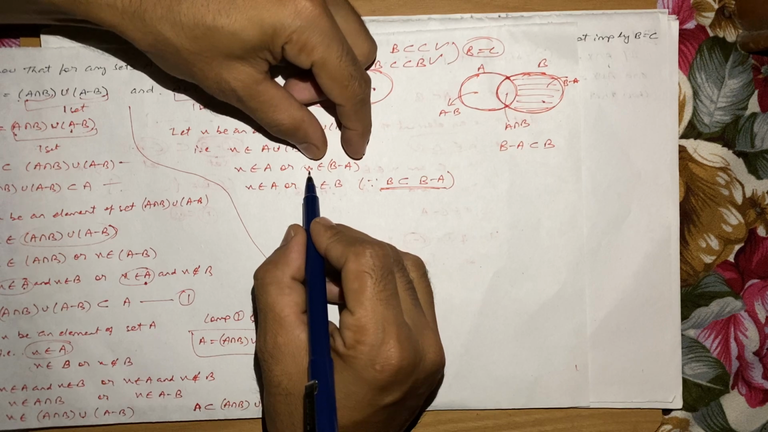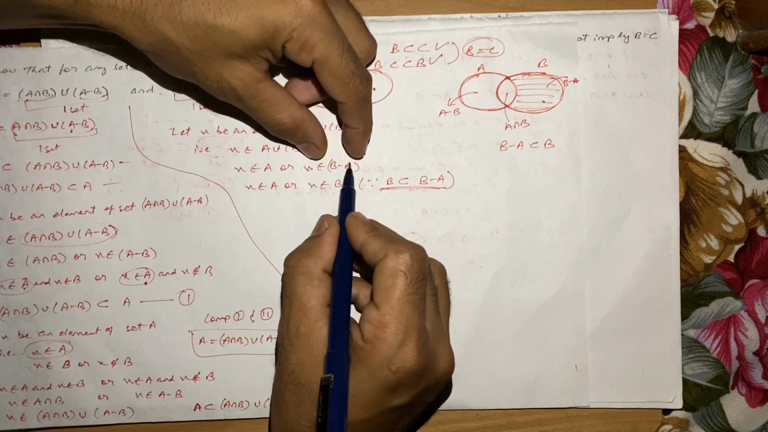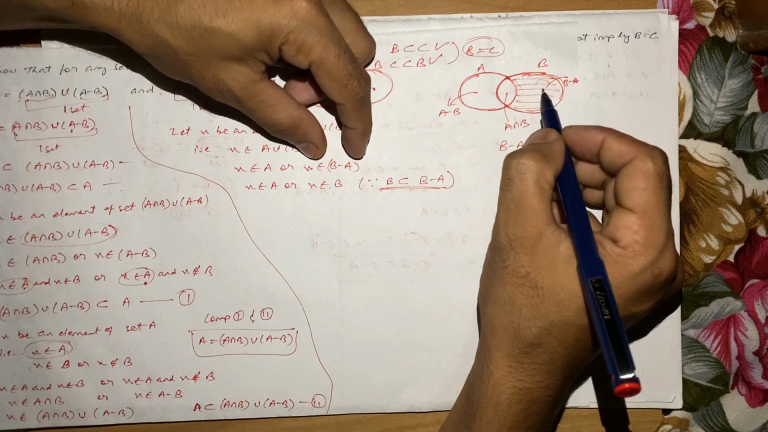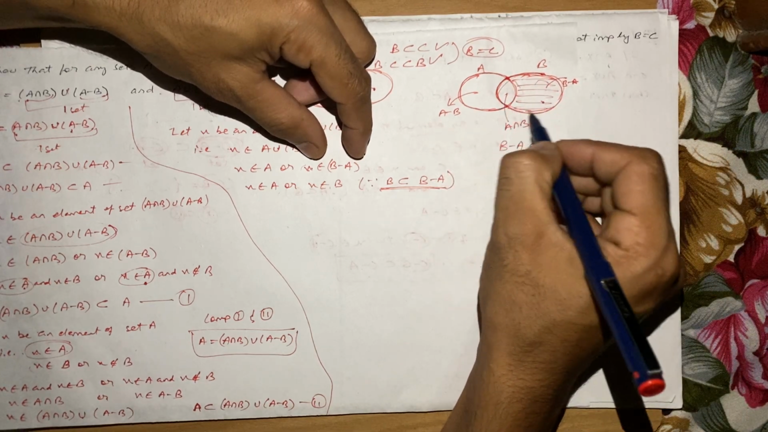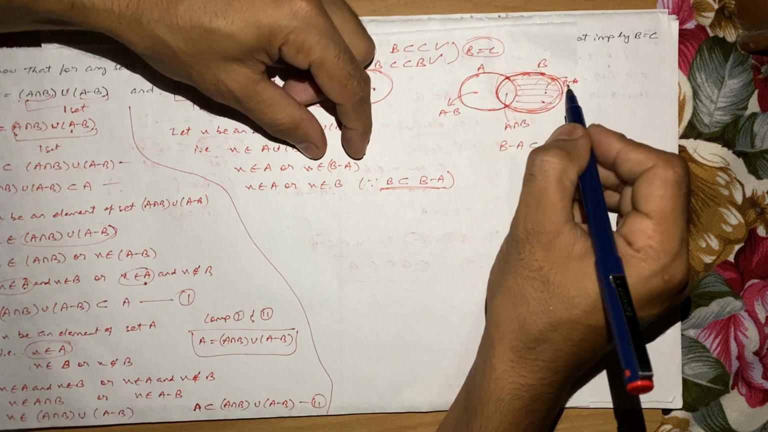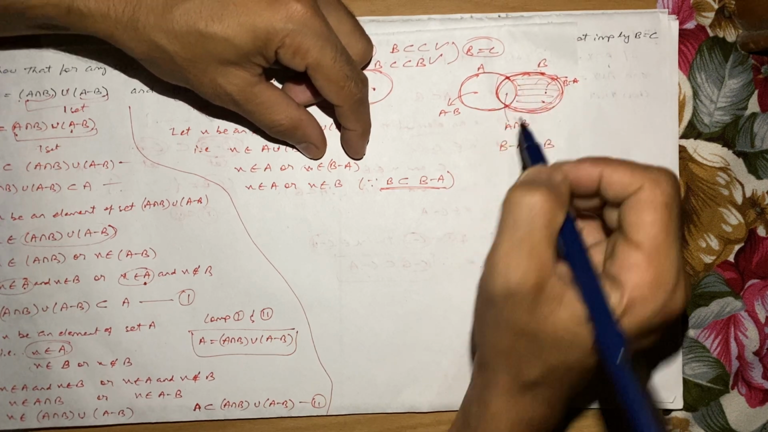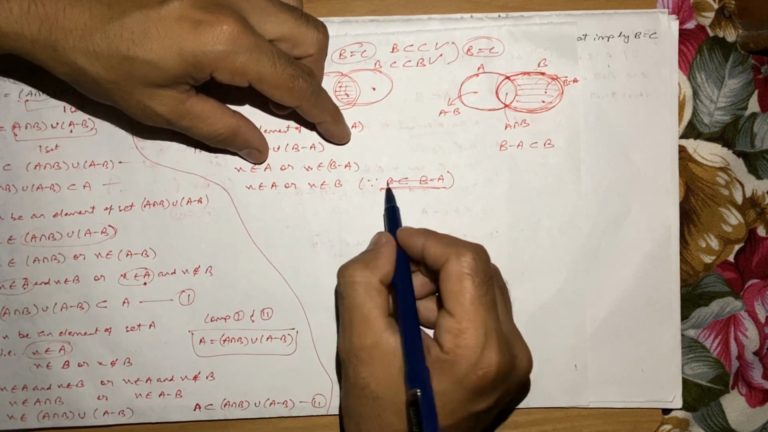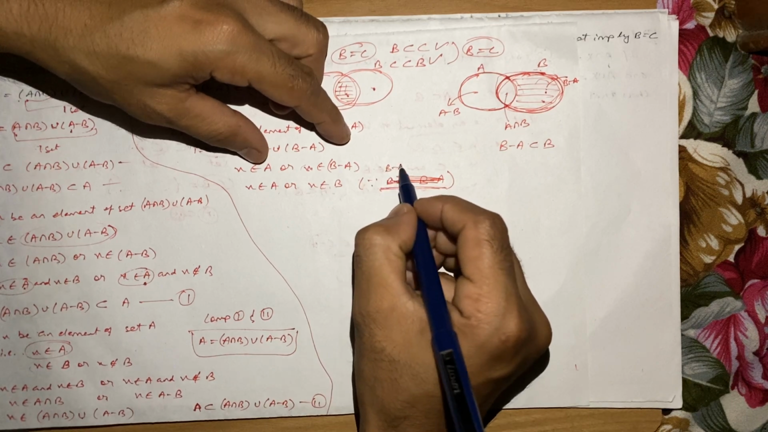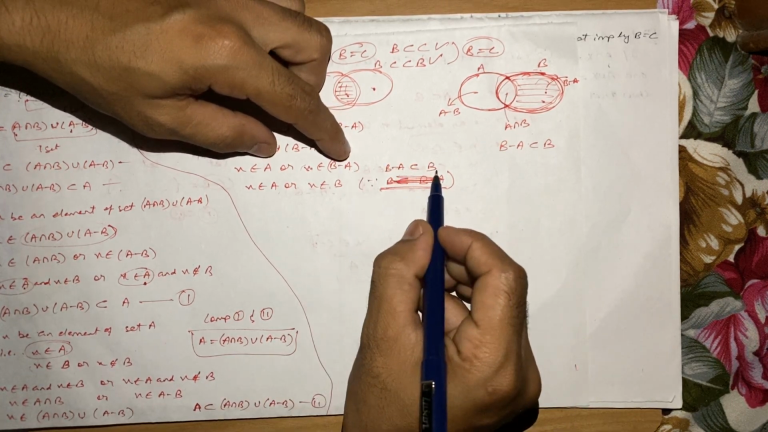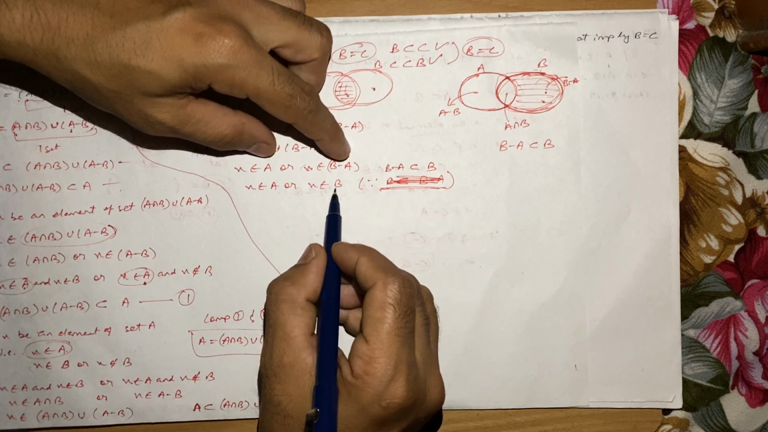What can I say? That X is an element of the set B minus A. Okay, this region. Then obviously X is an element of the set B itself, right? Because B minus A is a part of this whole B. So if it's present in B minus A, I can say it's present in the set B itself. Sorry, I've written it wrong: B minus A is a subset of the set B. Okay. So since B minus A is a subset of the set B, I can simply write B.